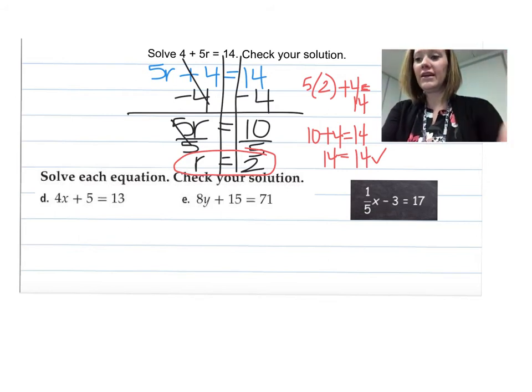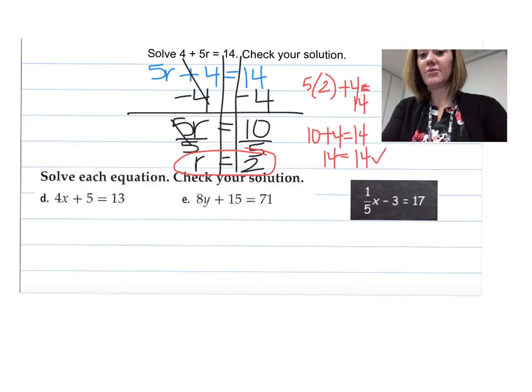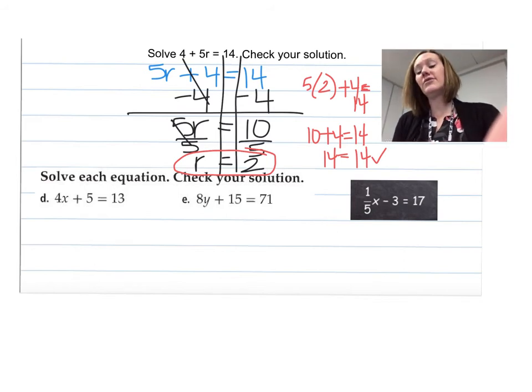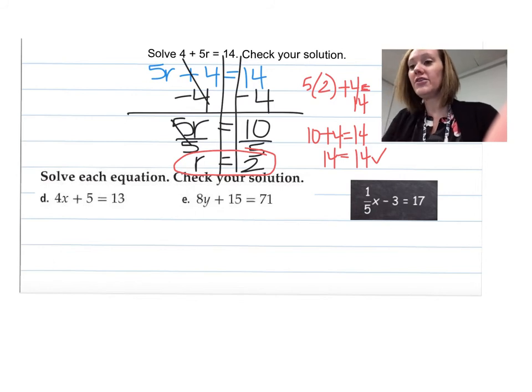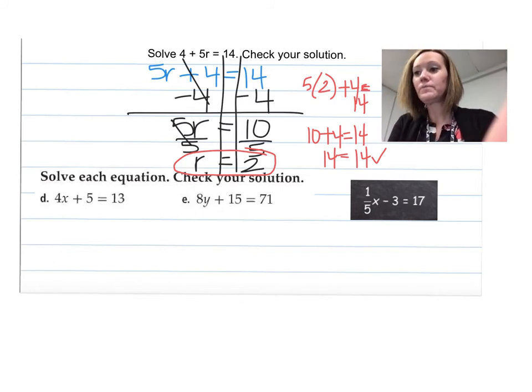If you would like to pause and try these three on your own, otherwise you can solve them with me or watch one more and pause, whatever you feel comfortable with to keep getting more practice.